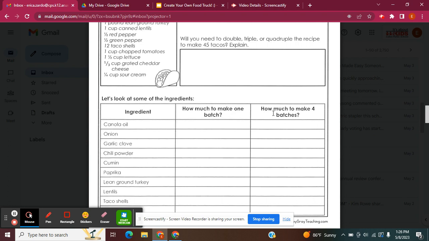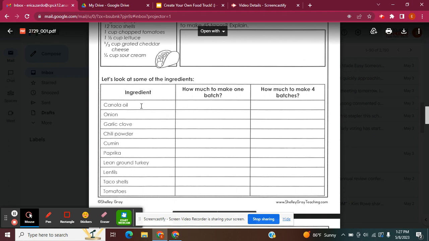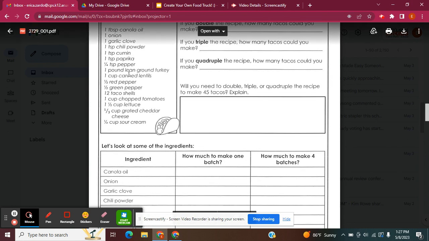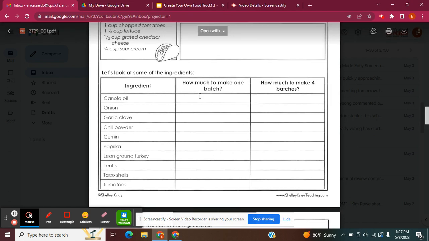Well, now here it wants to know how much do you need to make 4 batches. So if we have 1 tablespoon for one batch, how many tablespoons will we need for 4 batches? Right, you would need 4 tablespoons. Okay? My suggestion to you is to look at all of these on your recipe and go ahead and write down how much you would need for one batch. Don't forget your unit of measure, like tablespoon, teaspoon, pound, cup. Okay? And after you've written down how much it takes to make one batch, then you can go back and do how much it would take to make 4 batches.